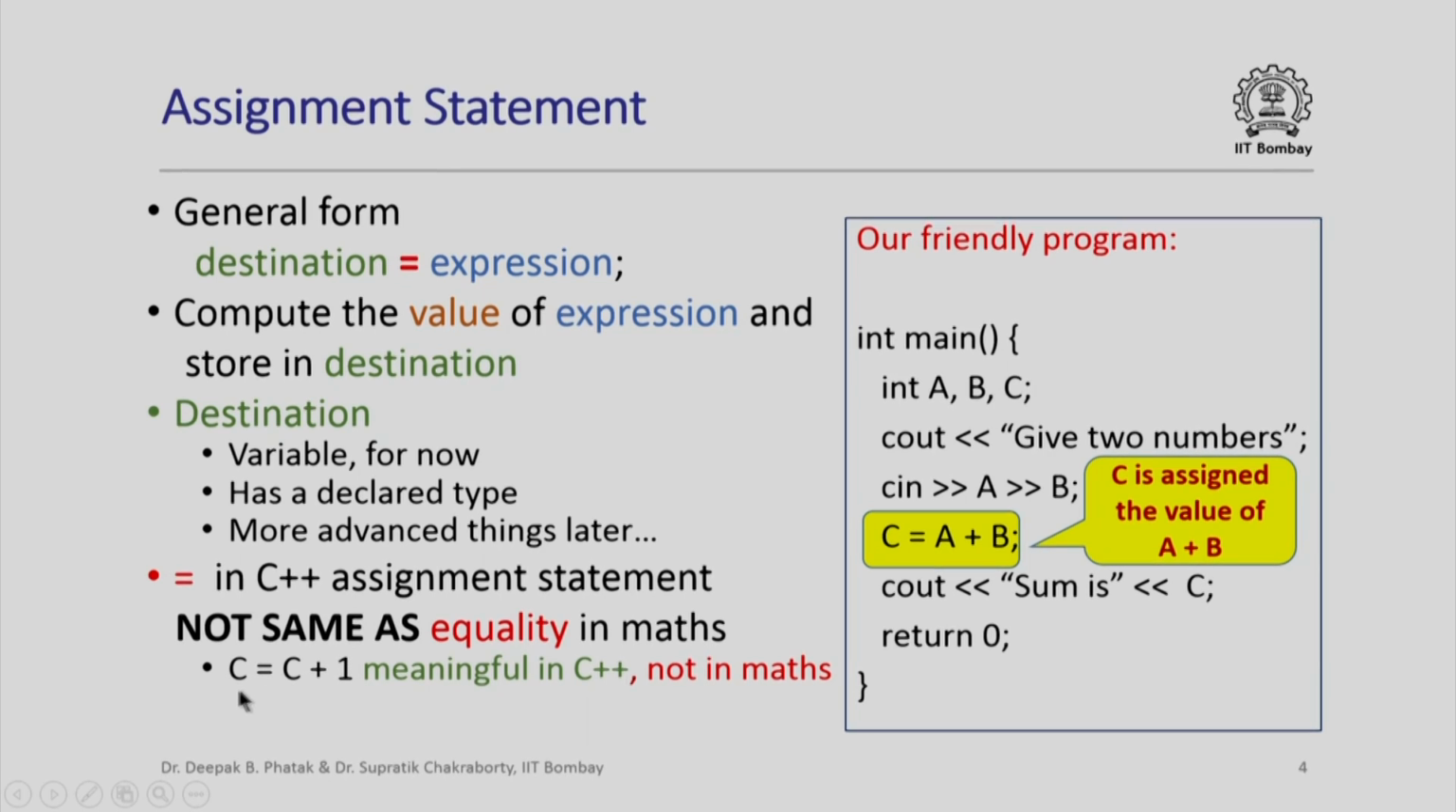For example, C assigned C plus 1 is a meaningful statement in C++. Here I am saying compute the value of C plus 1 and store it in the variable C again. However, this is not a meaningful statement in maths because for every value of C, C cannot be equal to C plus 1. Similarly, the mathematical equality A plus B equals C is a perfectly meaningful statement to make in maths. However, it is not a meaningful statement to make in C++ because the destination of an assignment statement in C++ has to be a variable for now.